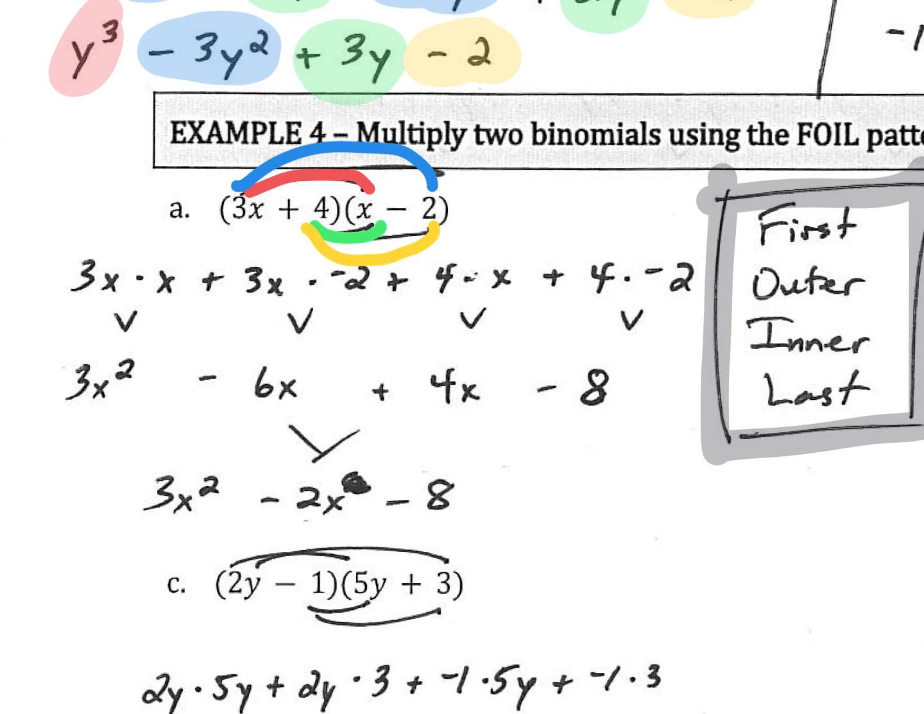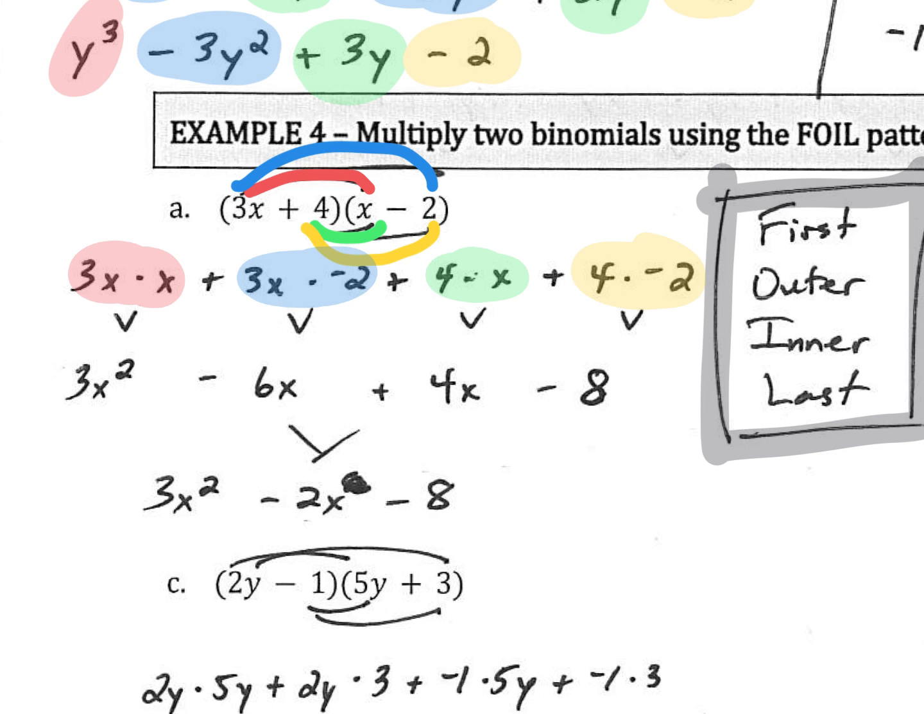So let's use some colors again to make sense of this. 3x times x is shown right here. Sorry, 3x times x should be in red. 3x times negative 2 should be in blue. 4 times x, we're going to put in green to match our line. And 4 times negative 2. That's like the last. So FOIL is just a pattern to help us make sure we do this right.